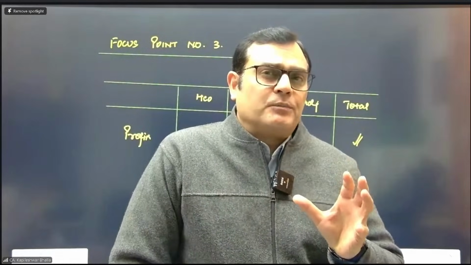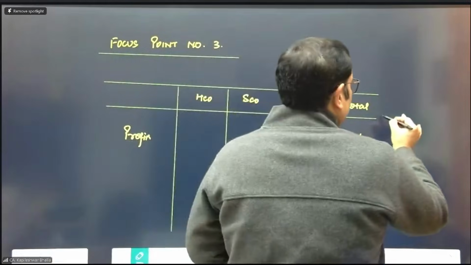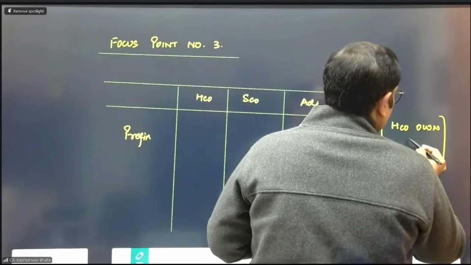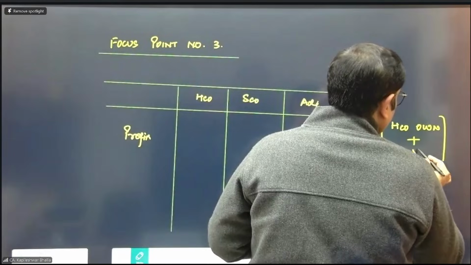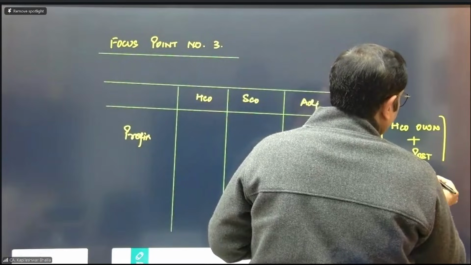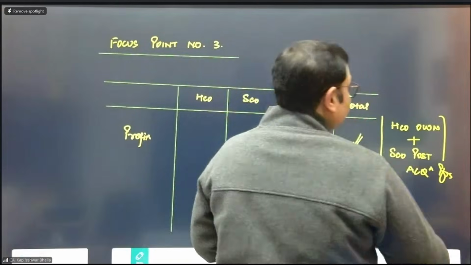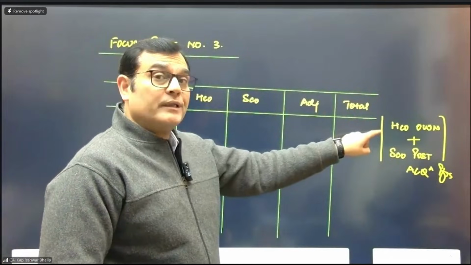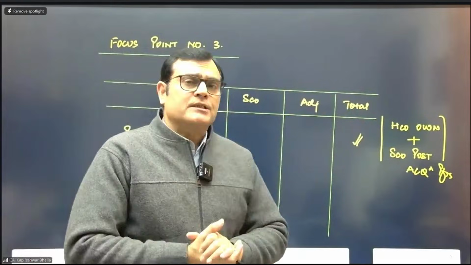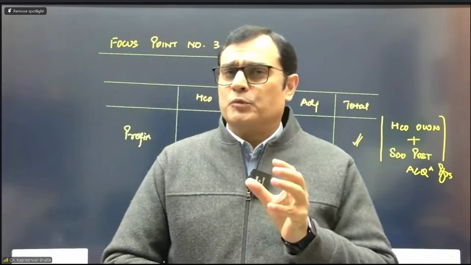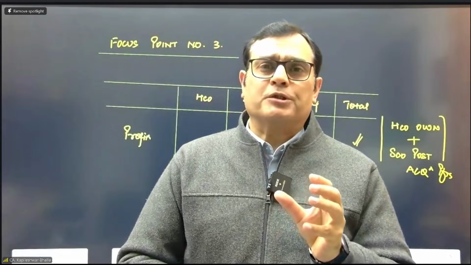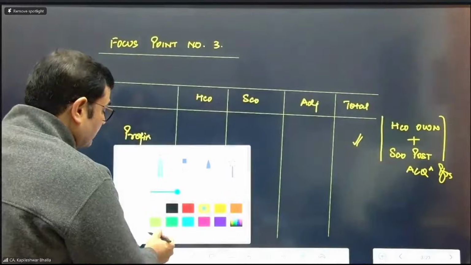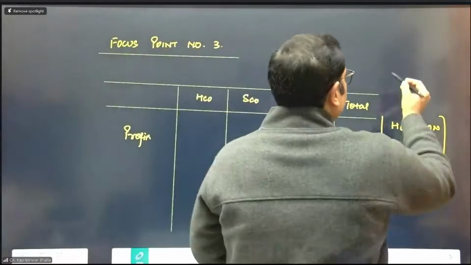If you technically ask me, what is this total profit? It is supposed to be the holding company's own profits, plus the subsidiary company's post-acquisition profits. I would say it is the holding company's own profits and the subsidiary company's post-acquisition profits, because we aggregated only the post-acquisition income and expense.